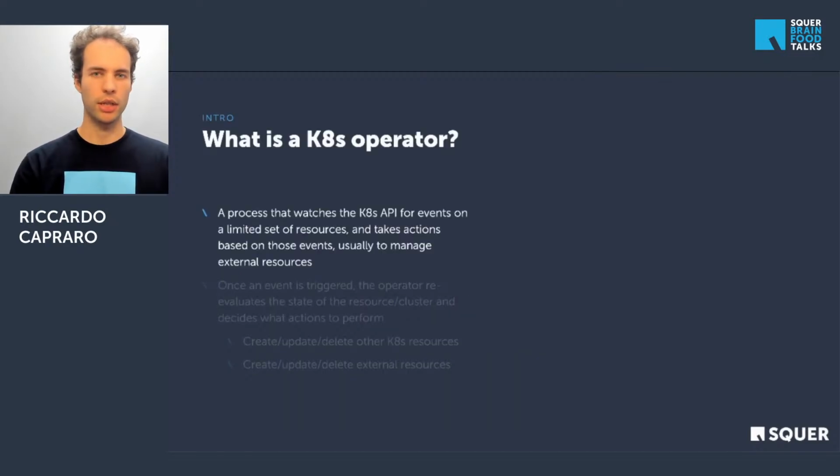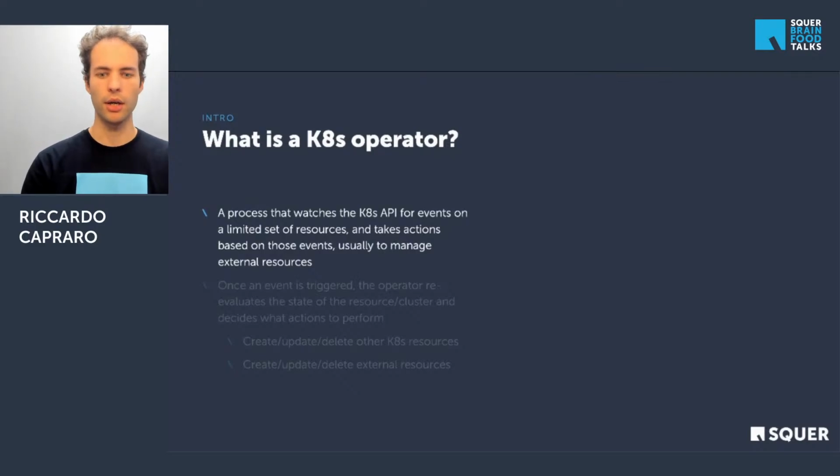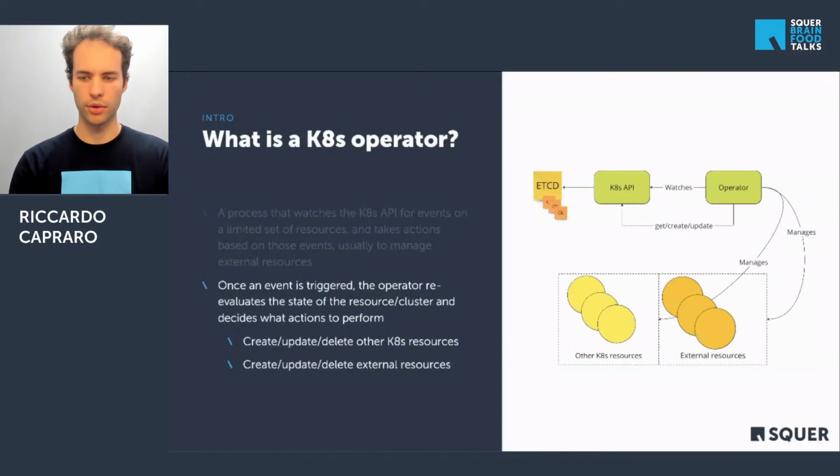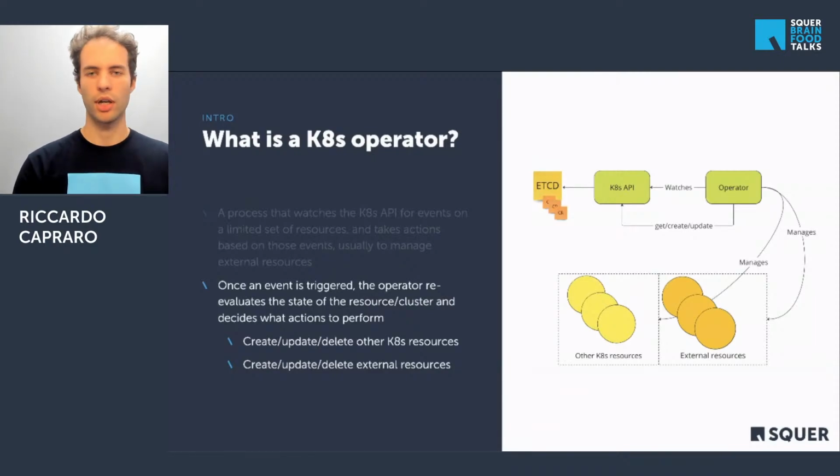An operator is basically a process that watches the Kubernetes API for events on a limited set of resources, be them your custom resources, be them native deployments, and then it takes actions based on these events by retrieving the state from the cluster, from the API. You usually use your operators to manage resources, either internal in the cluster or external. So in the Kafka example, you have Kafka users and Kafka topics, and what the operator does is basically create these users and external services.